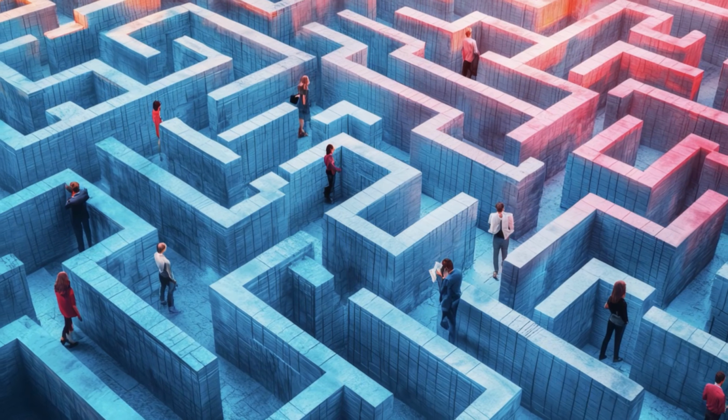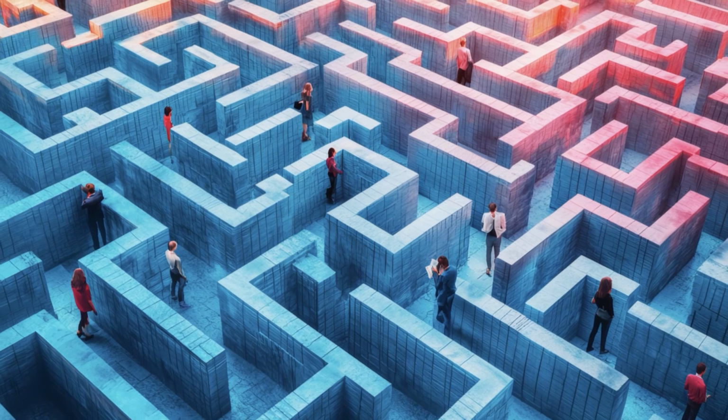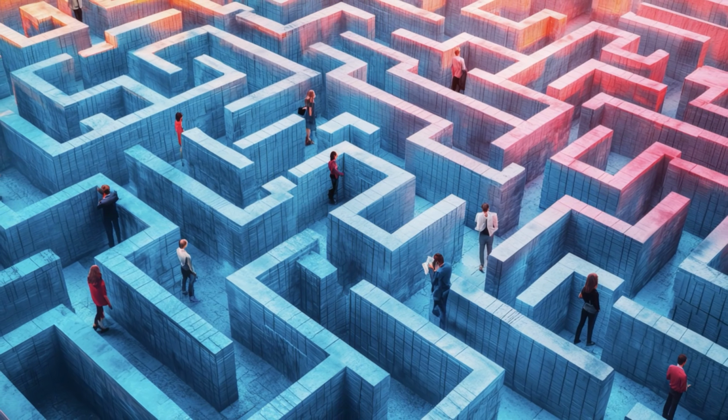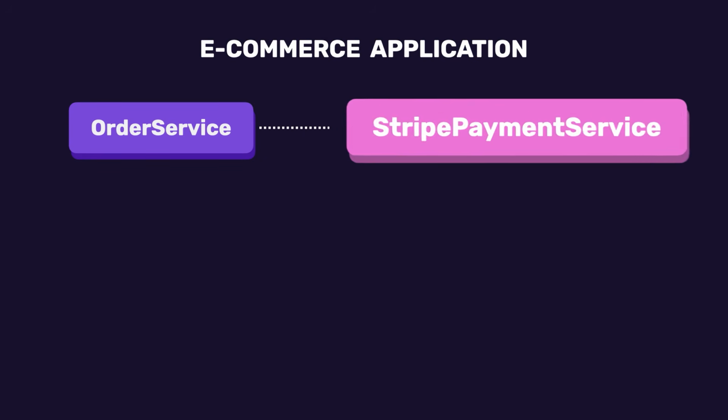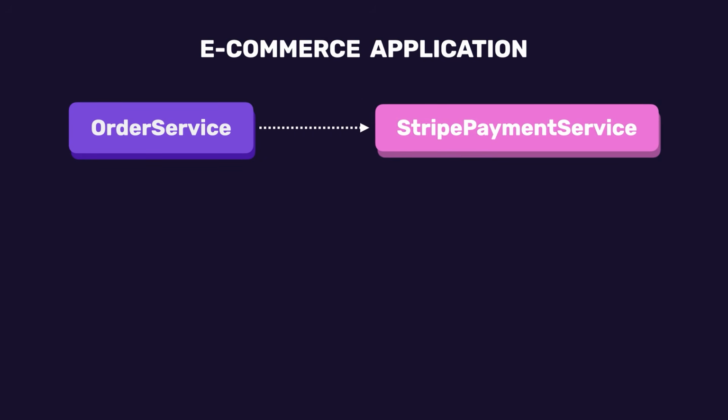So what is dependency injection? Many students find this concept confusing or complex, but it's actually very simple. Let's break it down with a real-world example. Imagine we are building an e-commerce application. We have an order service class that handles placing orders. When an order is placed, the customer's payment needs to be processed. So order service depends on a payment service like Stripe Payment Service. In this case, we say order service is dependent on or coupled to Stripe Payment Service.